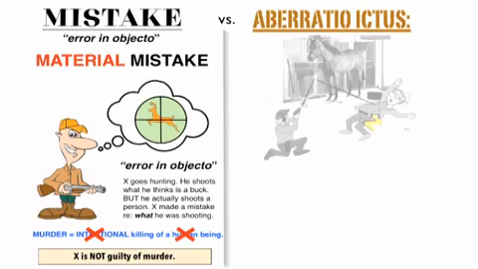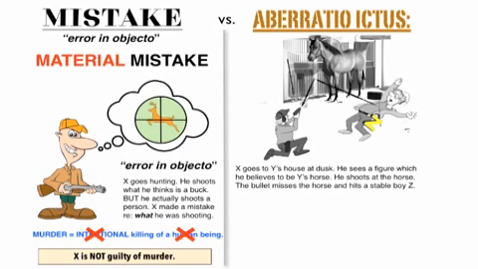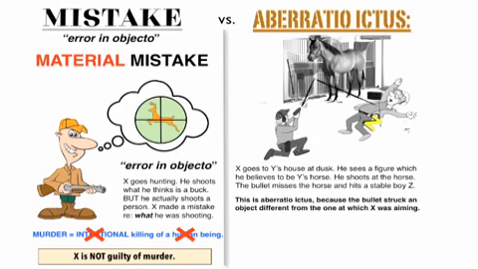With aberratio ictus, a person will miss their target. Here, X goes to Y's house at dusk. He sees a figure which he believes to be Y's horse. He shoots at the horse. The bullet misses the horse and hits a stable boy, Z. X did not have direct intention to shoot Z. This is an aberratio ictus because the bullet struck an object different from the one at which X was aiming.